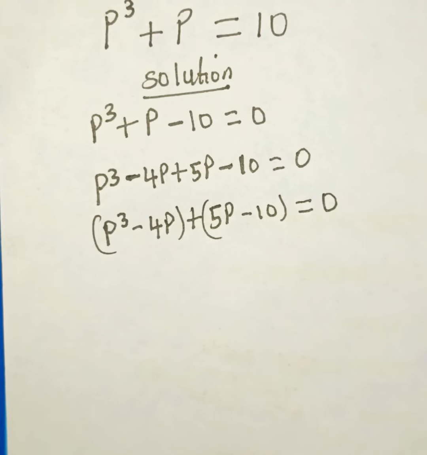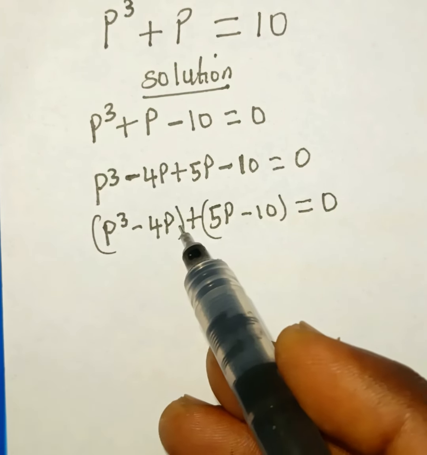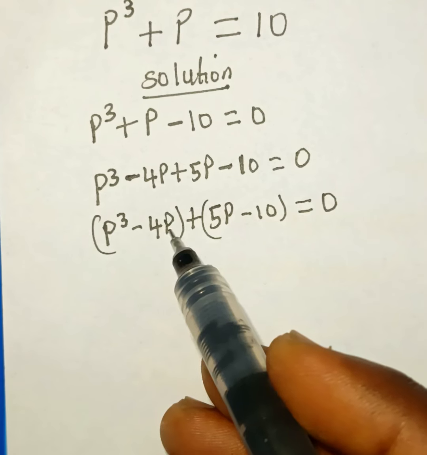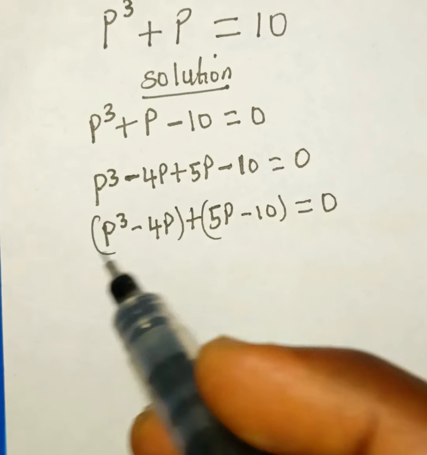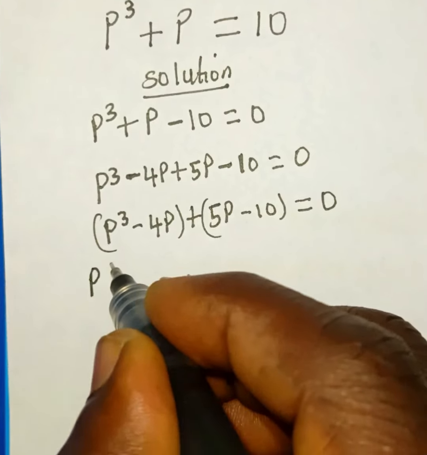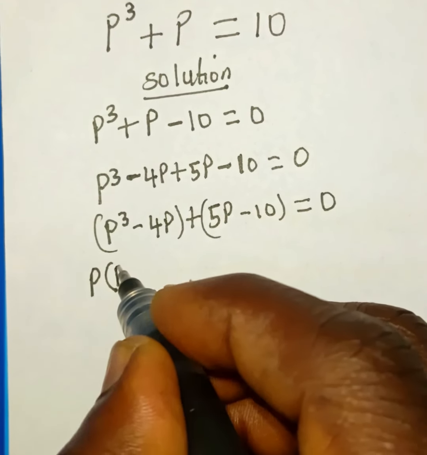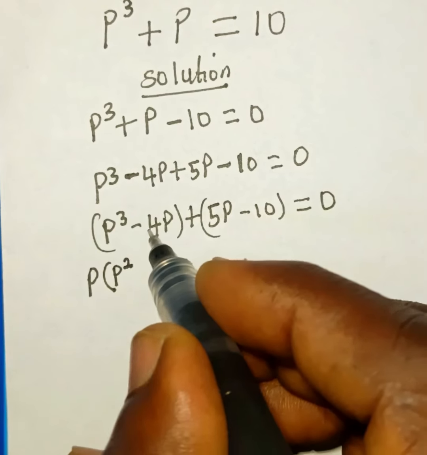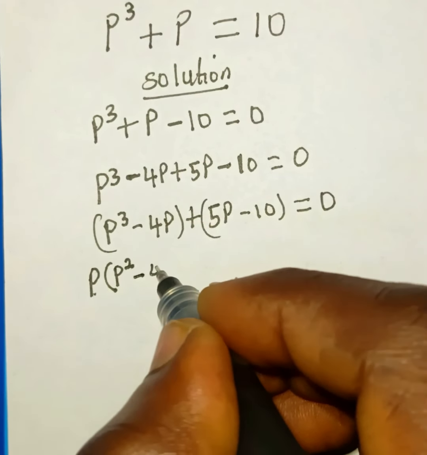Now we're going to factor out the one that is common. If you check here, p to power 3 and 4p, that means p is common, so we factor out the one that has the least power, which is just ordinary p. So we factor out p, then we open bracket. p to power 3 divided by p is going to remain p to the power of 2. Then minus 4p divided by p will cancel, it will remain only minus 4.